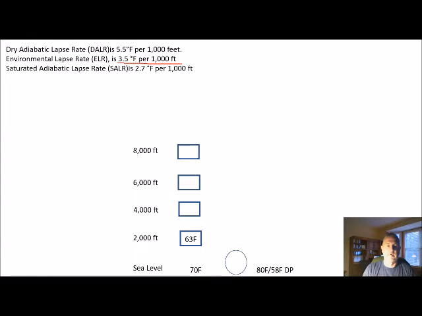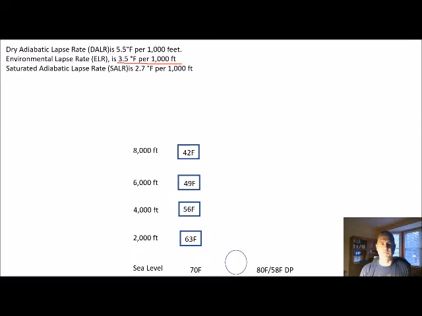63. What about 4? We'll just fill in the blank. You can pause this if you want to check your math before we go. Keep going up a little harder. And at 8,000 feet, the environmental temperature would be 42 degrees Fahrenheit.